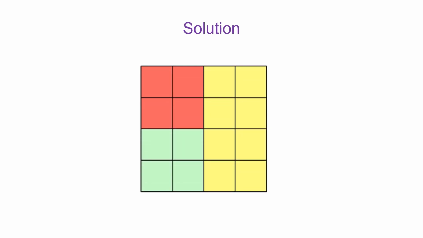Let us draw a 16 square grid. That is 4 by 4 square grid. 4 by 4 means 4 rows and 4 columns. Then you color 4 squares in red, 8 squares in yellow, 4 squares in green.